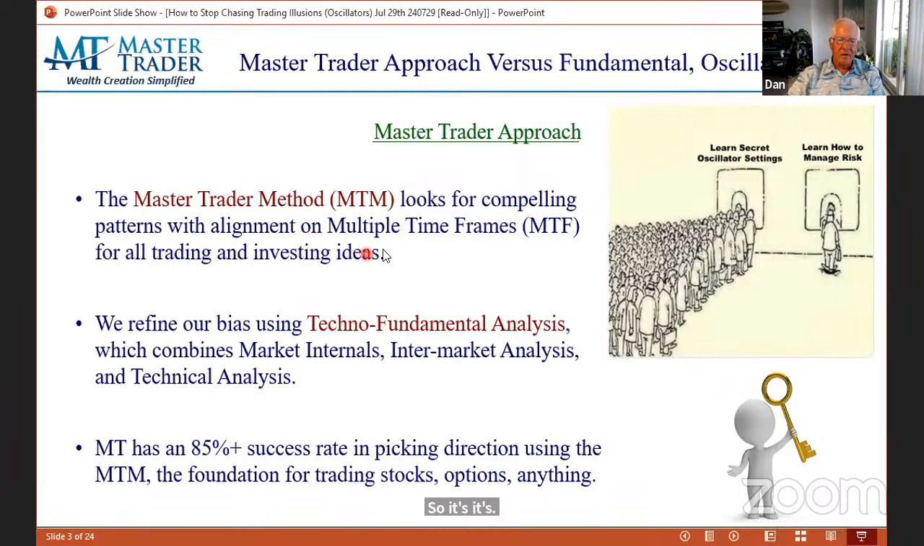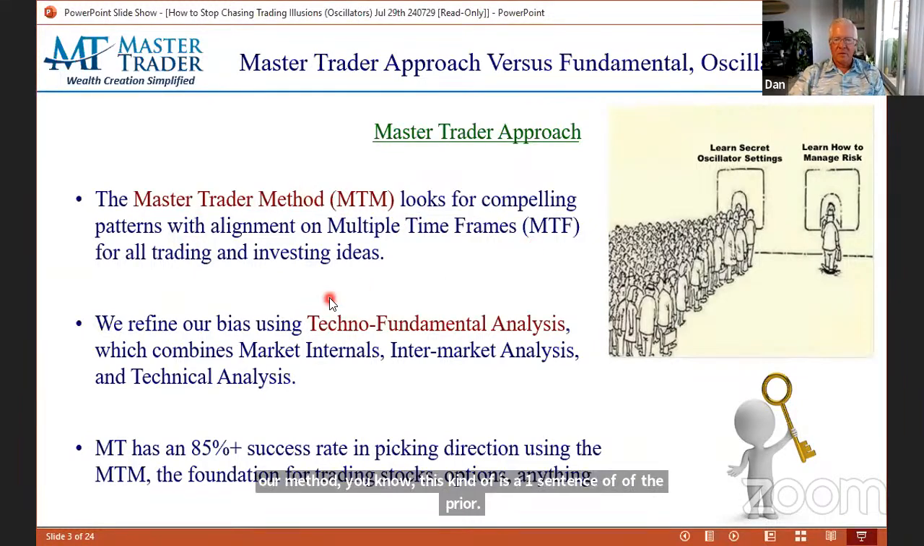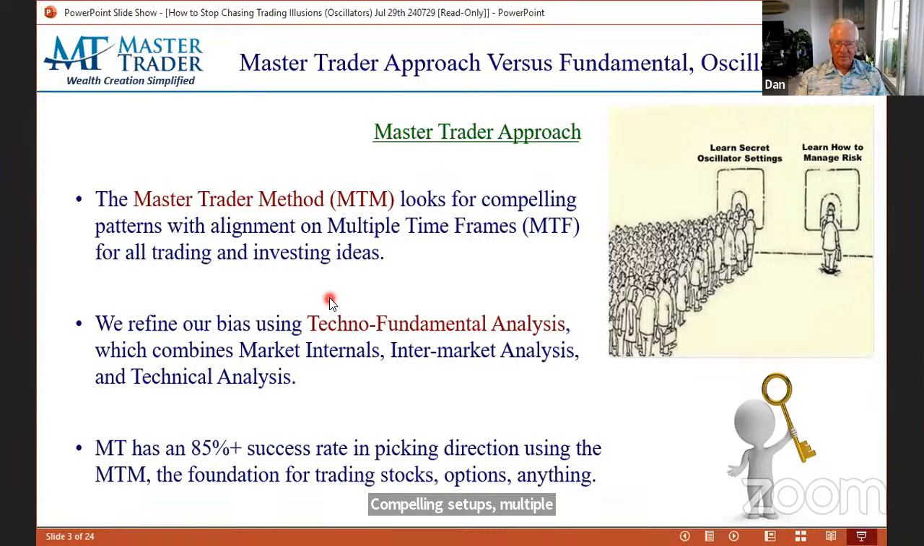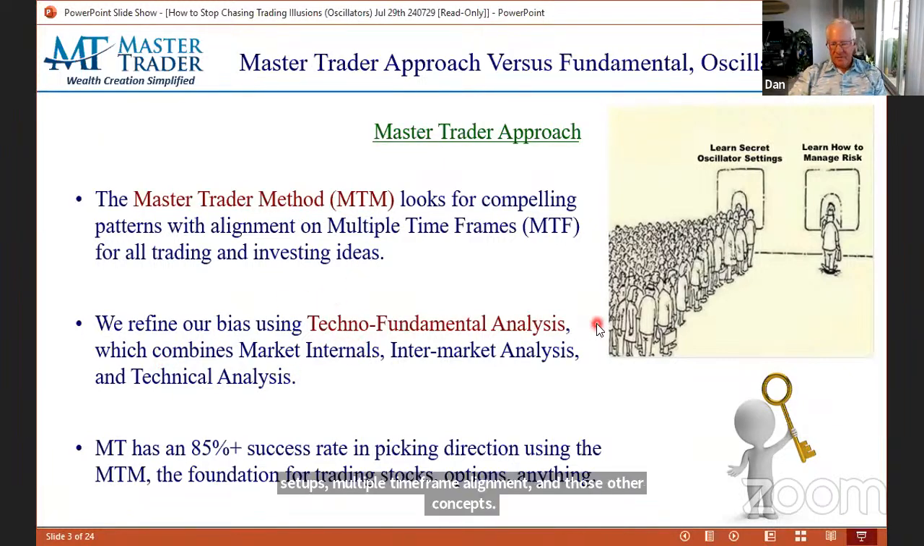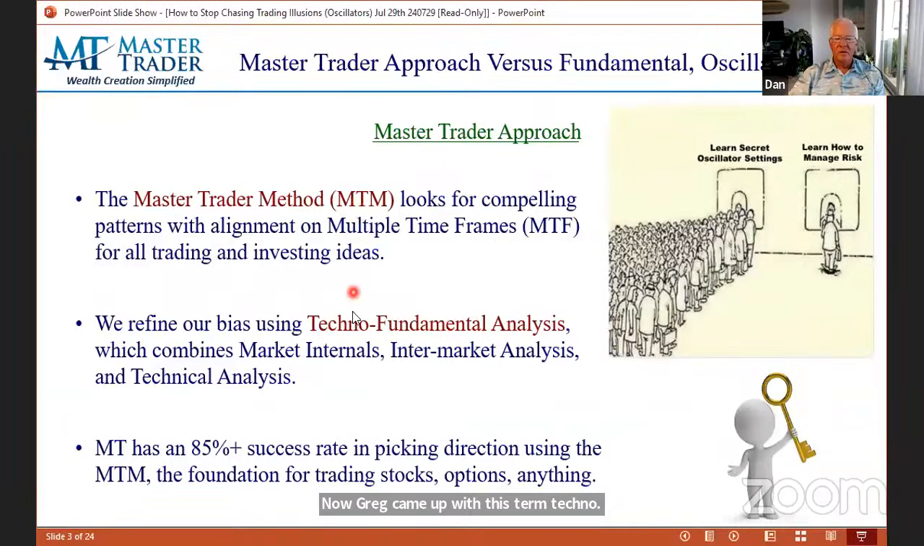So our method, this is kind of a one sentence of the prior: compelling setups, multiple time frame alignment, and those other concepts. Now, Greg came up with this term techno fundamental, which is okay, we're ready to hit the button on this.